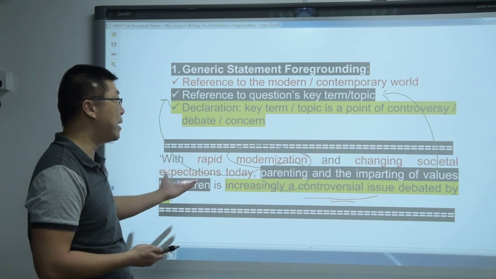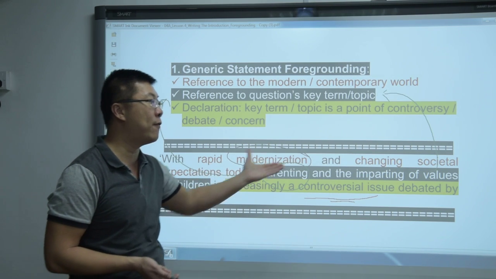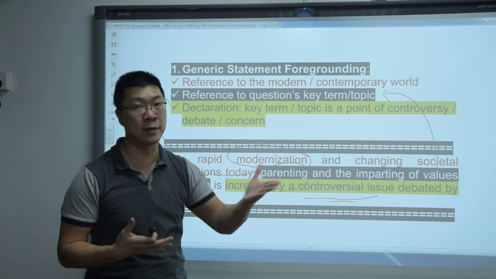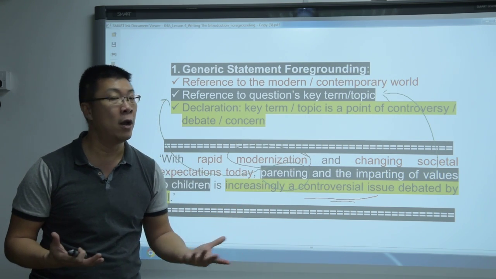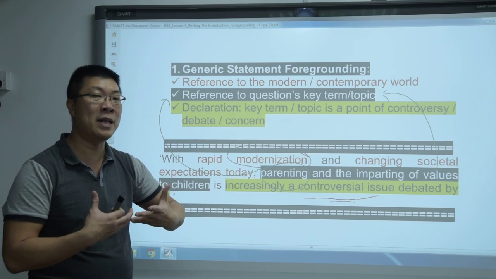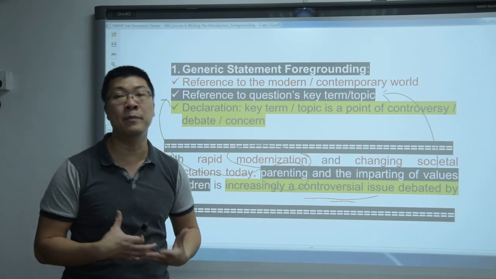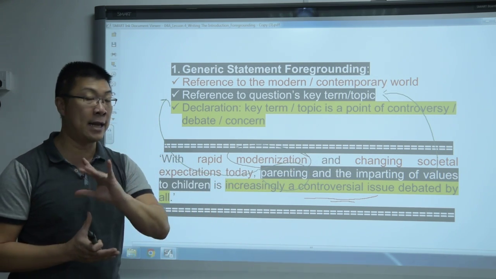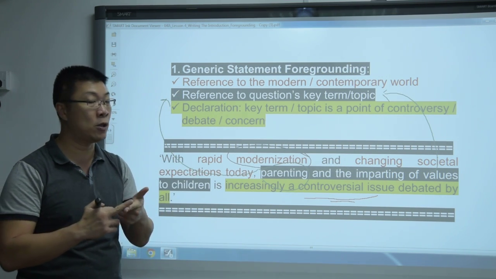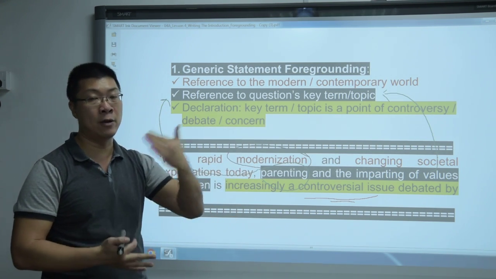So easily for any other question, if the question is on public health that we discussed previously in lesson number 3, for instance, I can just say: rapid modernization and changing societal expectations today, public health and how it affects us in various ways have been debated hotly by society. Notice it will work out well. Or if the question is on the abuse of science: with modernization and rapidly advancing technologies today, much debate has centered around the use or the misuse of technology. It does not matter what the topic is. If you center on these three issues, modernity, the key topic term itself, followed by the idea of controversy or debate, you can start the conversation going.